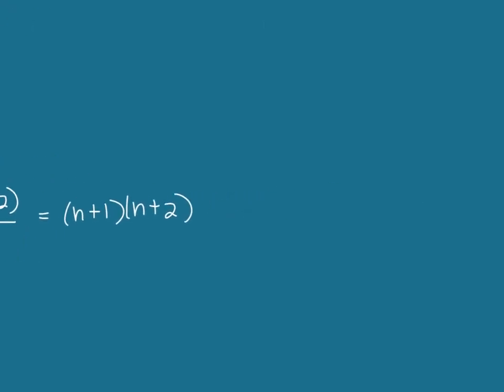Now this is a FOIL problem. First, outside, inside, last. So first is n squared, outside is 2n, inside is 1n, and last is n, for a final answer of n squared plus 3n plus 2.